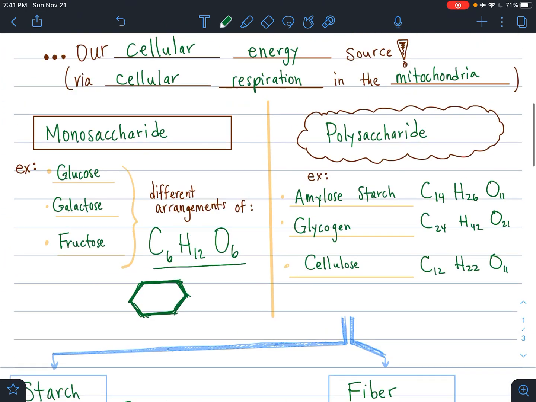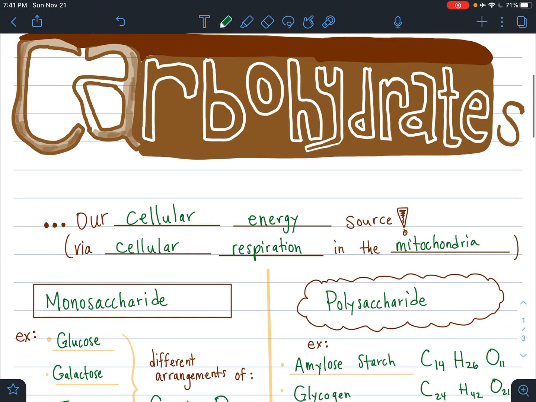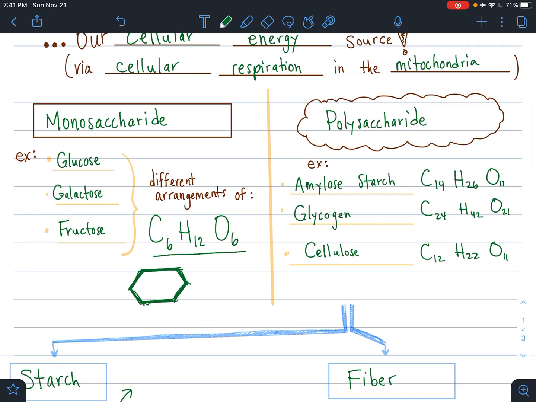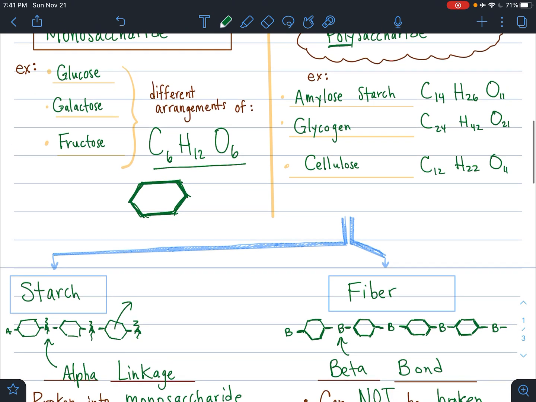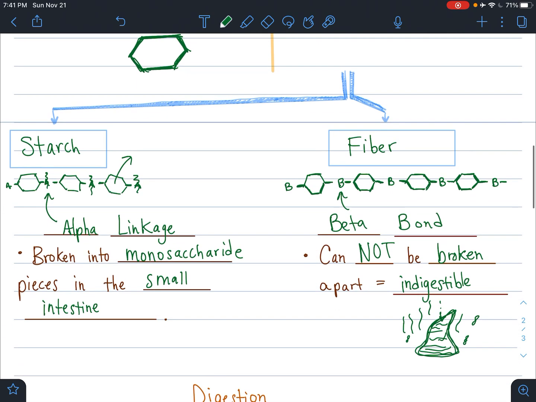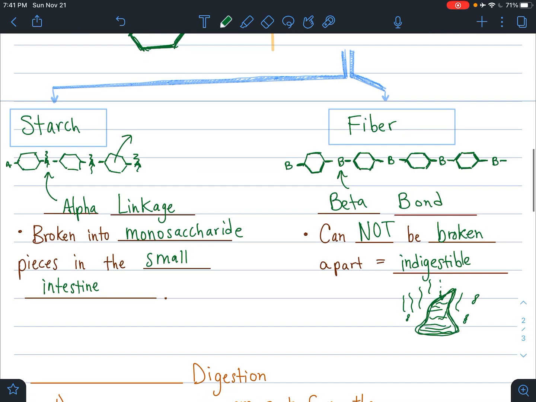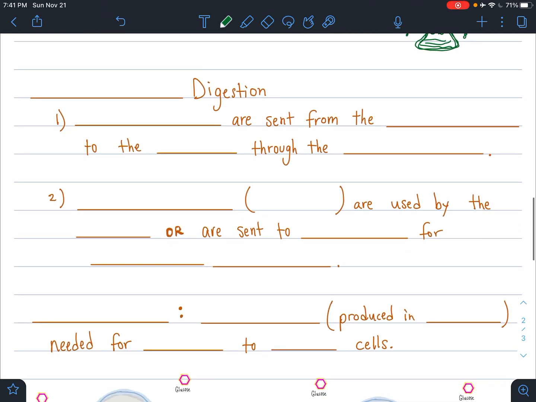All right, so if we review here, we have carbohydrates that can be broken into two categories. The simple ones are monosaccharides, and when you connect a bunch of monosaccharides together, you get polysaccharides. Poly means many. And these polysaccharides, when they go into our small intestine to be digested, the starches are broken apart so that each of those monosaccharides are released and sent to our cells to go through cellular respiration. And the fiber can't be broken down. It's indigestible, and it's just excreted through our poop.